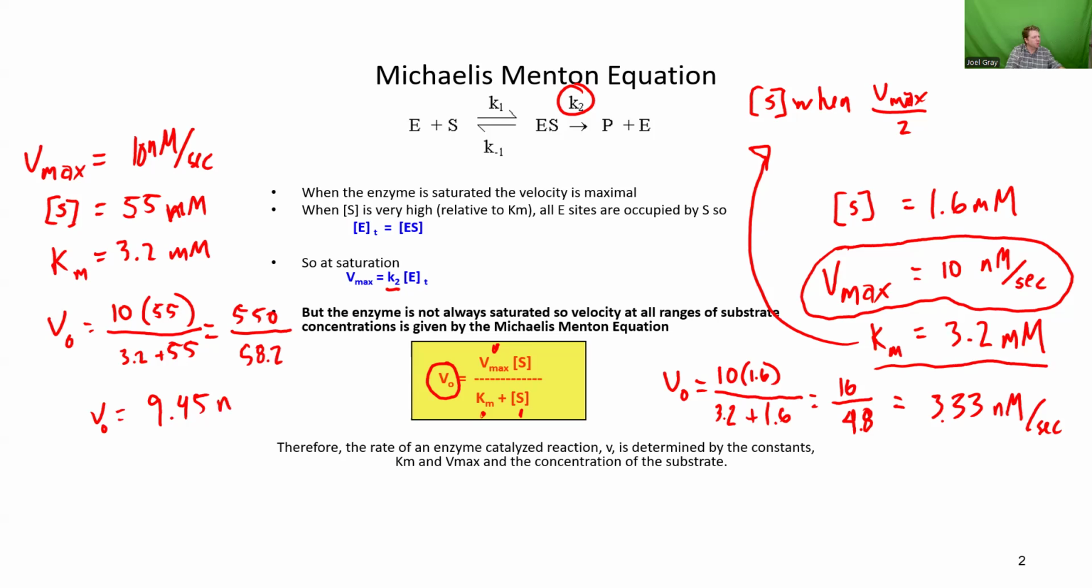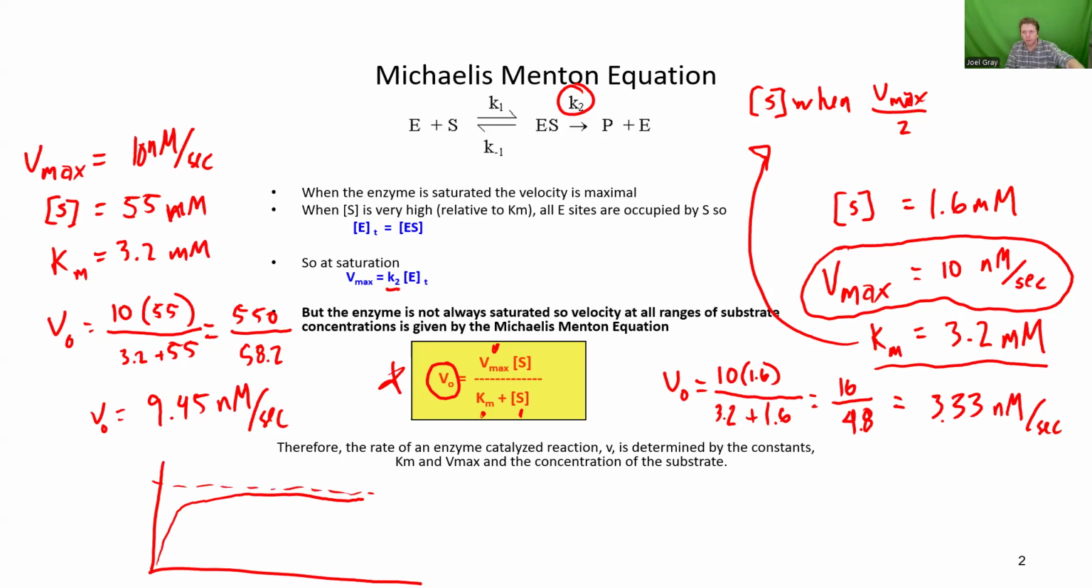9.45 units are nanomolar per second? That seems like that's wrong, but I assure you it's not. This is the way that an enzyme is going to be behaving. And to visualize this, the equation right here explains our graph, where, much like our 100% saturated hemoglobin, we're never going to reach our Vmax.